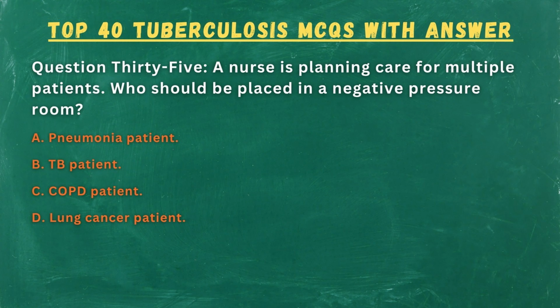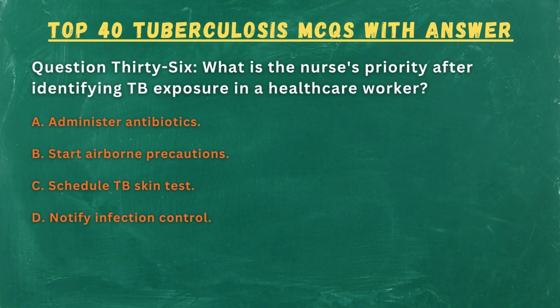Question 35. A nurse is planning care for multiple patients. Who should be placed in a negative pressure room? A. Pneumonia patient. B. TB patient. C. COPD patient. D. Lung cancer patient. Answer. B. TB patient.